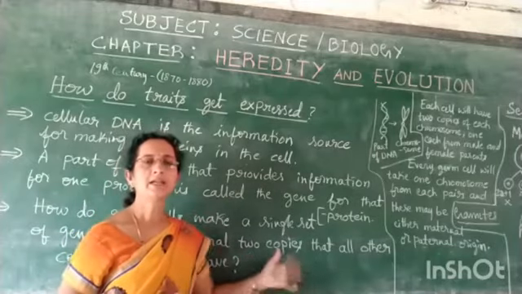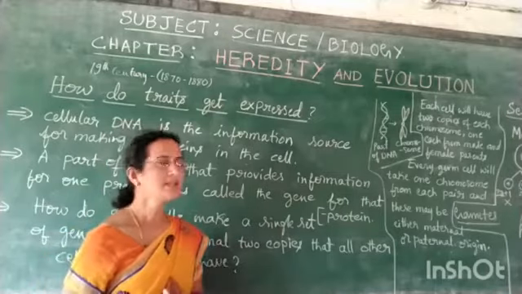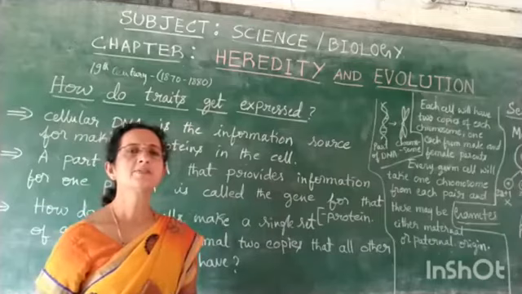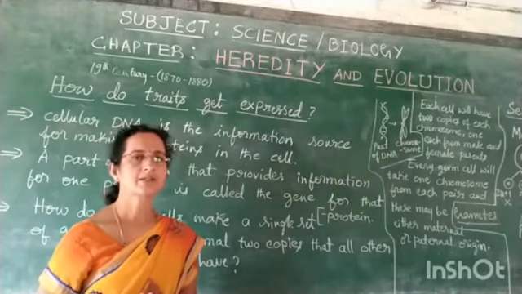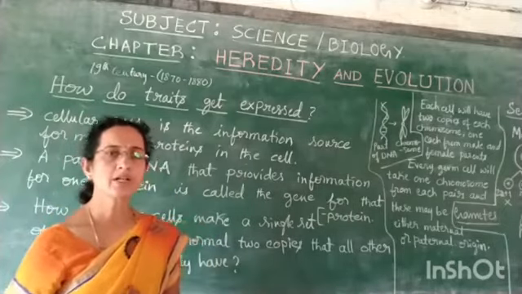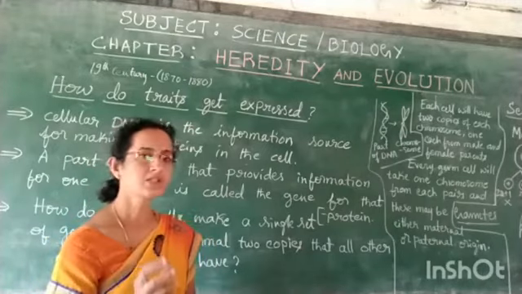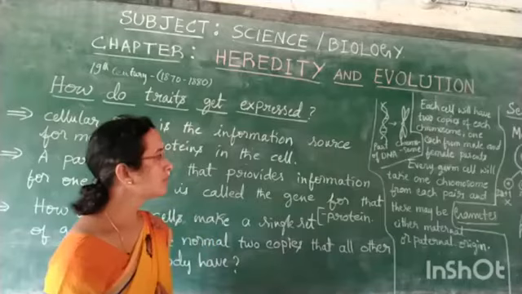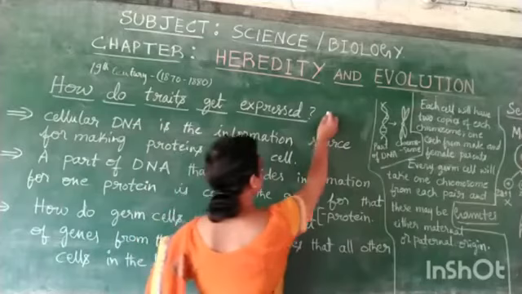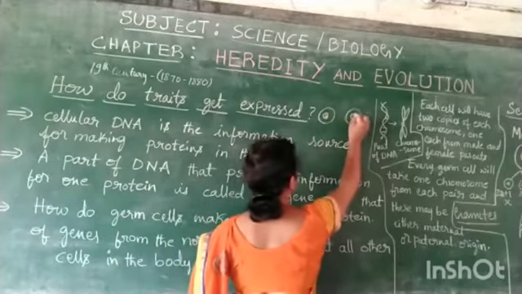Here any characters are determined by the genes. So where are the genes present? We have learned that reproductive cells are present in the reproductive parts. In the pea plant, we can see the reproductive parts, for example the pollens and ovules. Pollens consist of a reproductive cell and the ovule consists of a reproductive cell. Those reproductive cells have the genetic material inside.